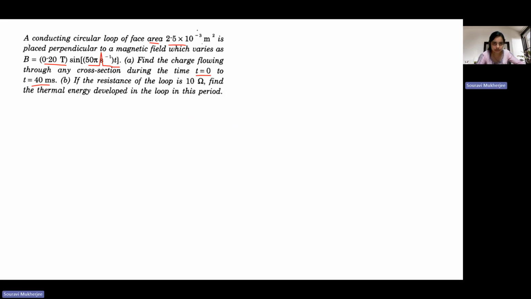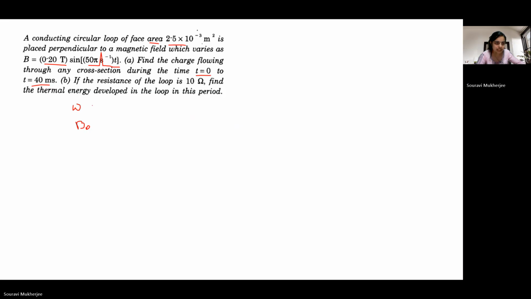In order to find flux, we need magnetic field and area. Magnetic field is also given. In the expression of the magnetic field, what do we see? So there is omega that is given, right? Omega is 50 pi given. The B naught value is given, which is the amplitude of the magnetic field.